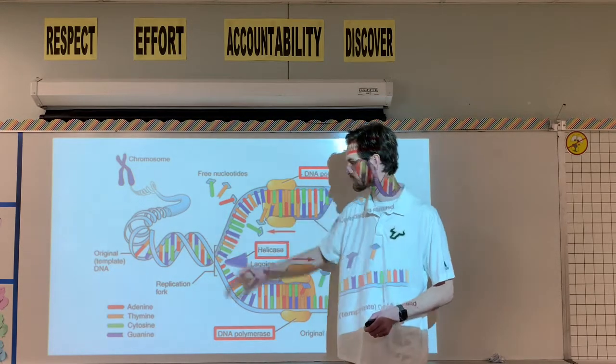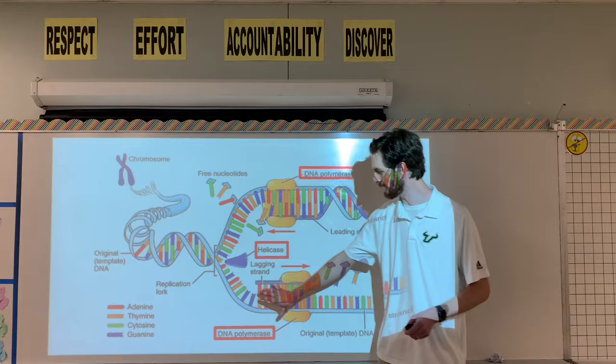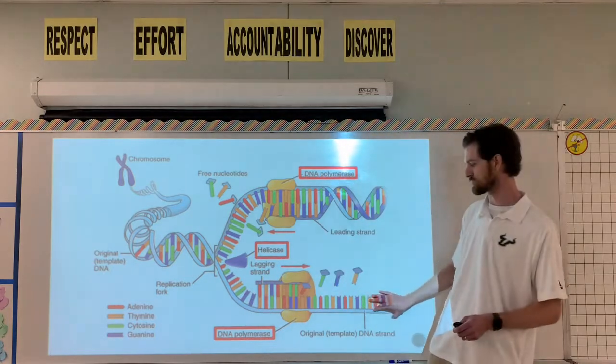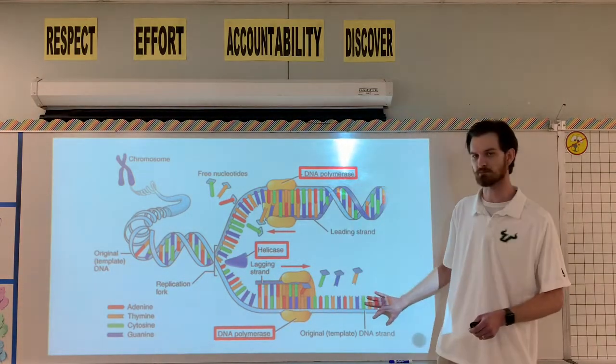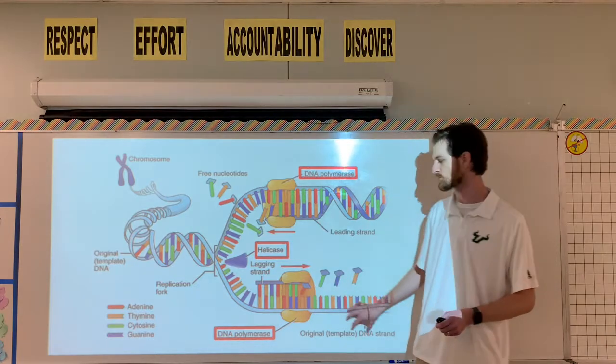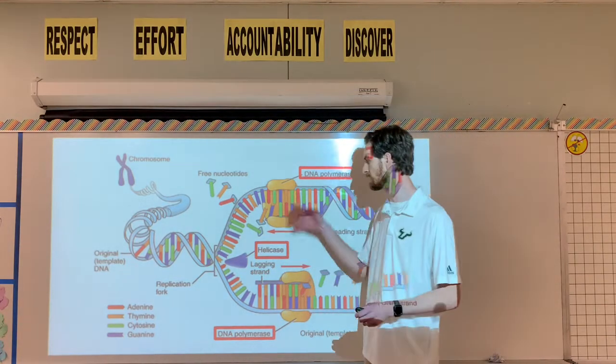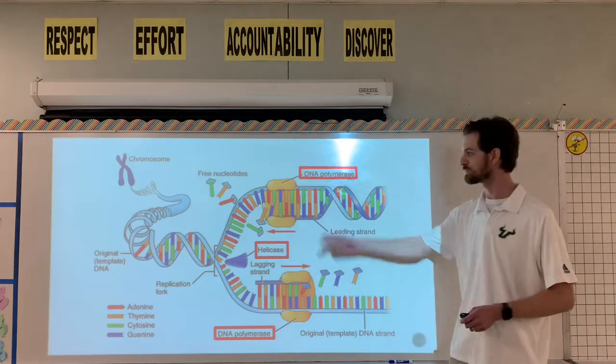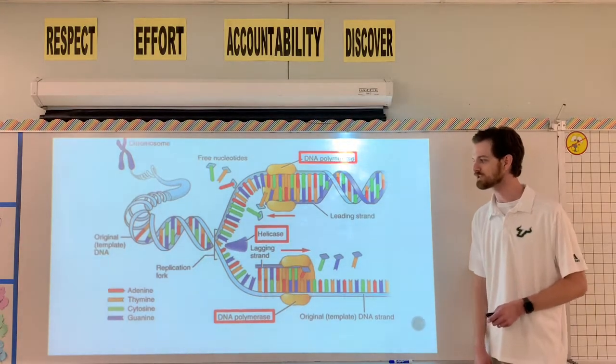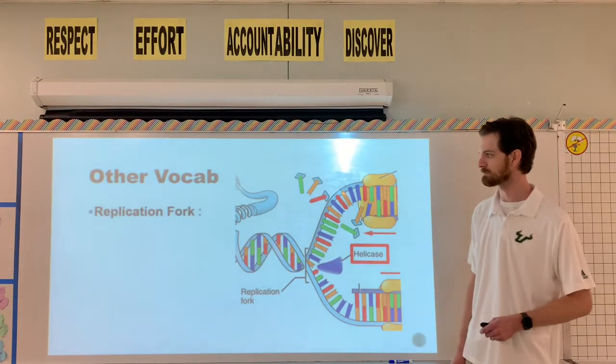So we call that the leading strand. I'm going to talk about that in a minute. And then you have one that actually kind of goes in sections and chunks here, and it moves backwards from the breakoff point. So that's called the lagging strand. So DNA polymerase is working on two different strands simultaneously through two different enzymes. All right. So let's look a little bit deeper here and get some other vocabulary.